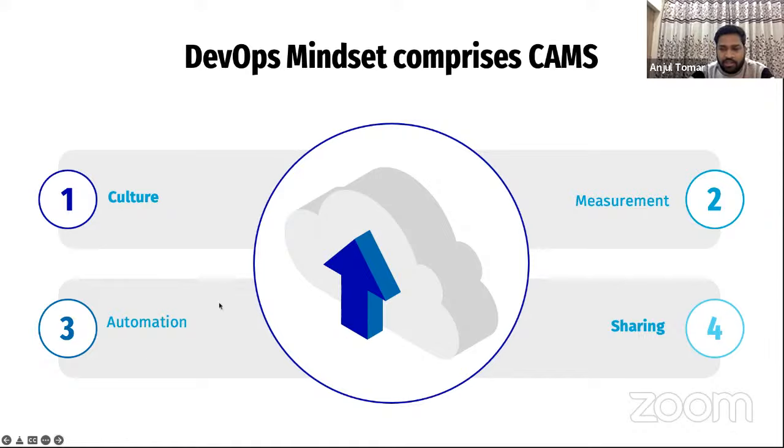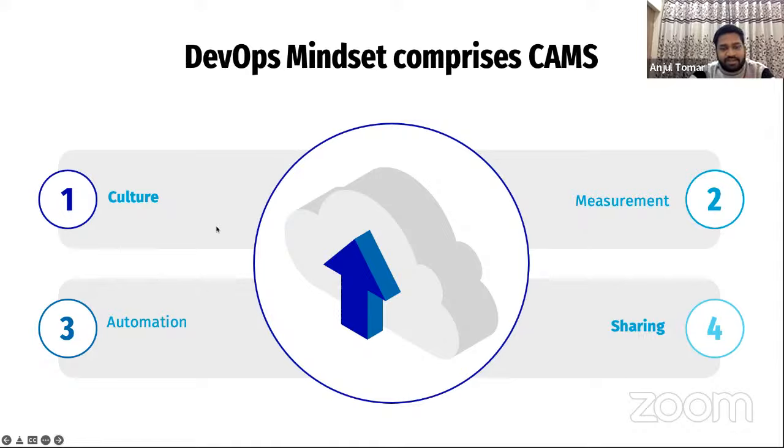What do automation and measurement mean? Automation means automation tools like Ansible, Puppet, Chef, and whatever automation someone can do. Measurement we can also do with monitoring tools, sharing data across the teams. What is very difficult to bring in is the culture and the sharing.